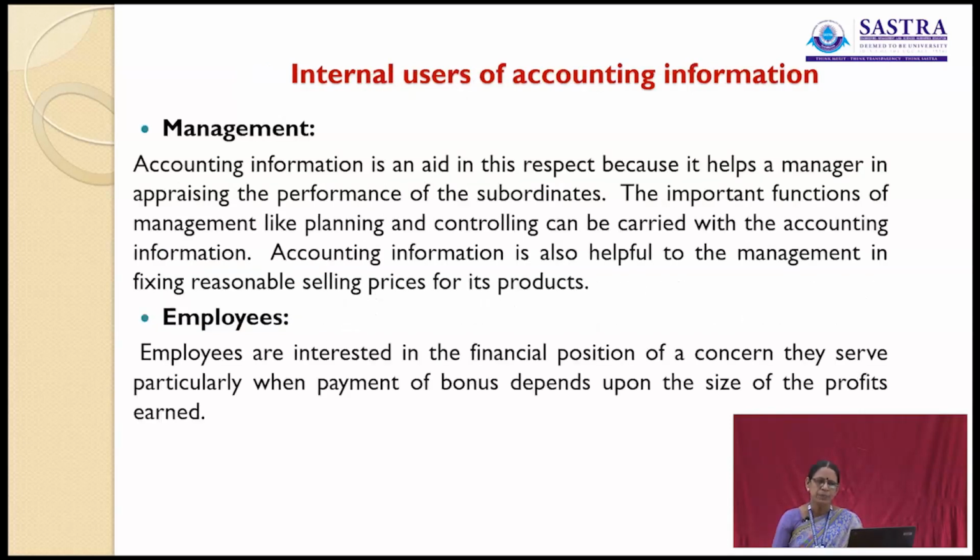Next comes the management. The management is using the accounting information mainly to appraise the performance of the subordinates. So he wants to assess whether the subordinates are working as per the targets fixed or not. And again, they want it for the different managerial functions like planning, controlling, decision making, etc. And it is also useful to fix up a selling price for its products. The next one comes the employees. The employees are interested because they want to know about their bonus, the amount of bonus, which depends upon the size of the profits earned by the organization.